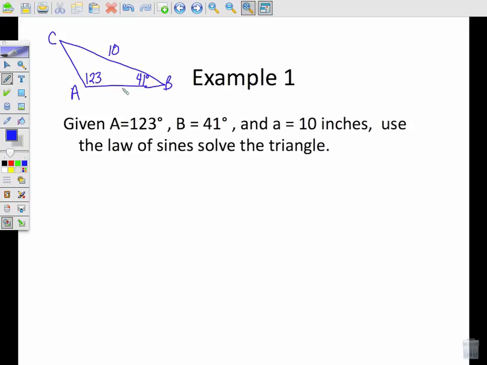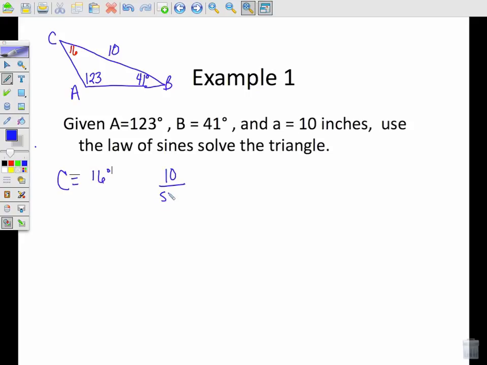The first thing that we're going to do is find angle C. So C would be, you subtract the two angles from 180, and that's 16 degrees. Let me label that right in here. The next thing that we would do is find side b, which is opposite the 41.